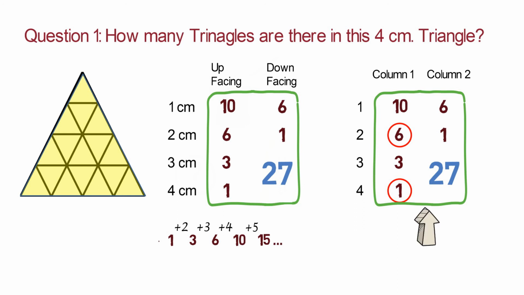Now let's get back to our 20-second short trick and understand it even more properly. The first column gave us nothing but the number of upward facing triangles of size 1, 2, 3 and 4 centimeter respectively. And the second column, as you can see, gave us the number of downward facing triangles of size 1, 2, 3 and 4 centimeter respectively. So now if the examiner asks you to find only the number of 2 centimeter triangles, then your answer will be 6 plus 1, that is 7.